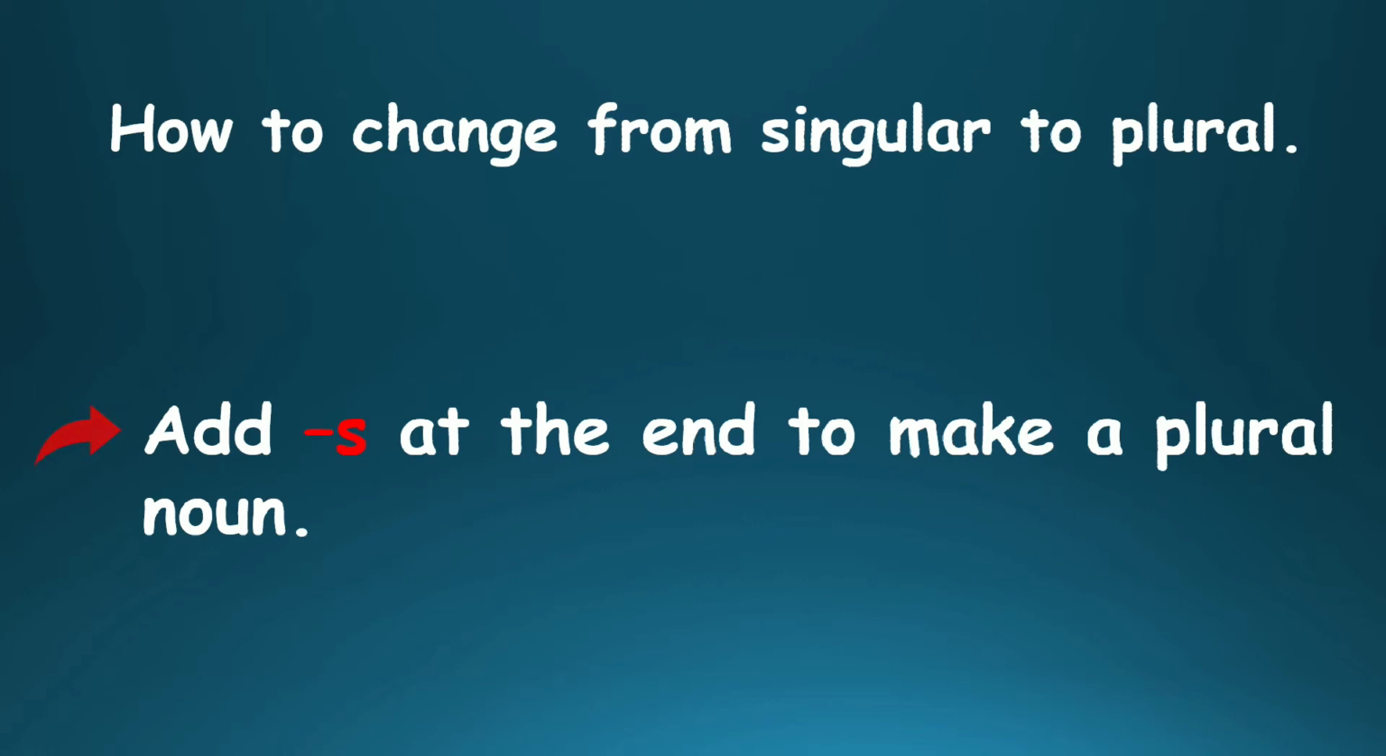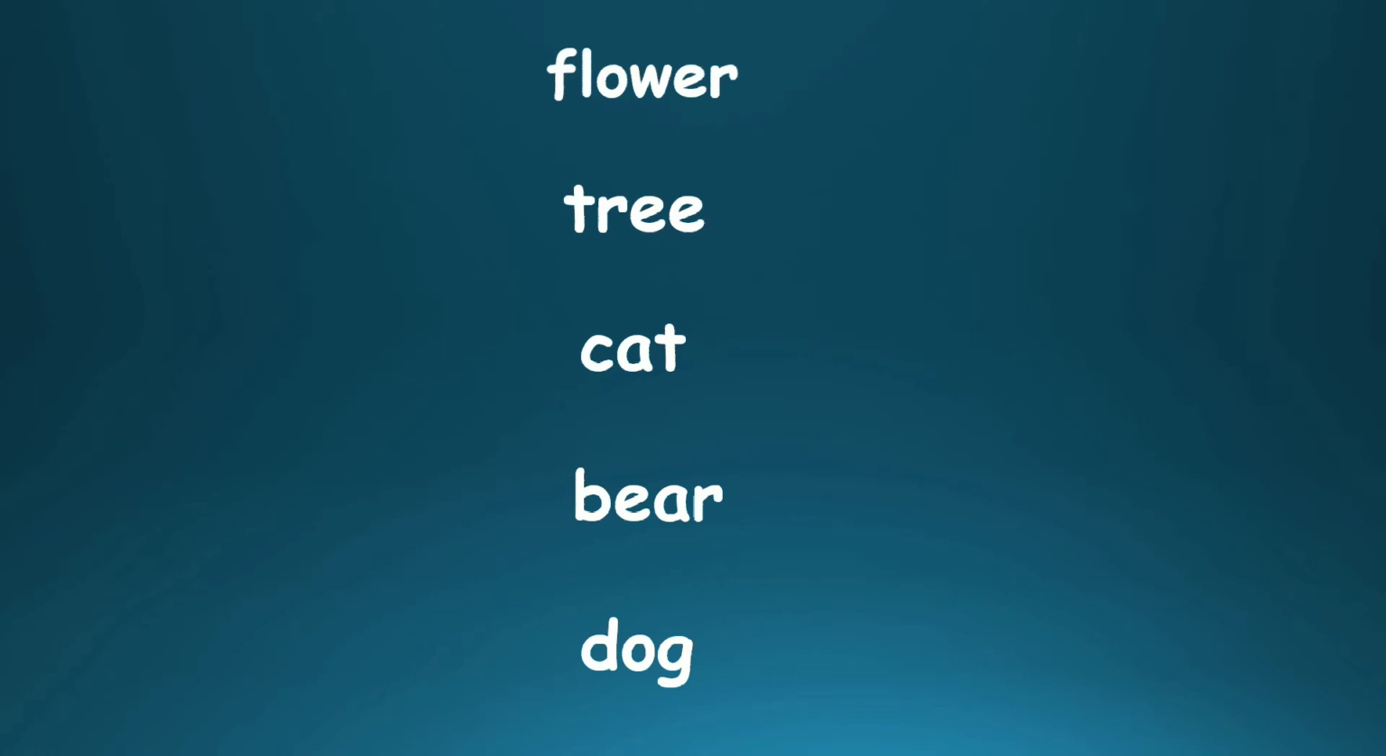For example, let's have a look at these words. In our previous class, we were introduced to vocabulary such as flower, tree, cat, bear, and lastly, dog. These vocabularies were introduced to the class during our last lesson. We looked at what a flower is, what a tree is, what a cat is, what a bear is, and what a dog is.